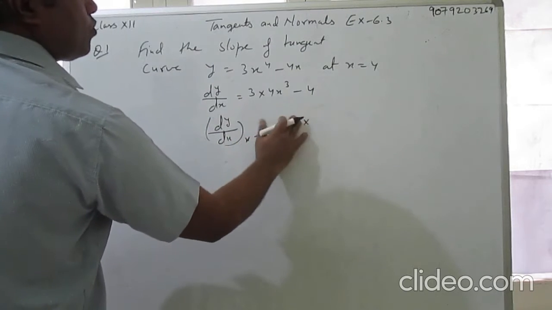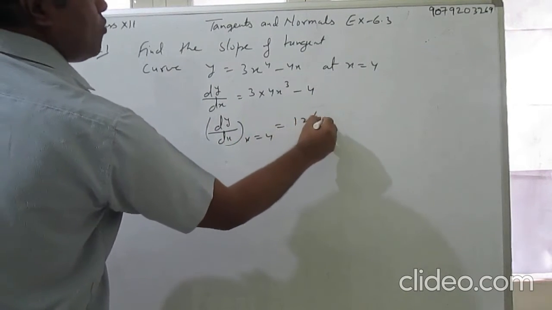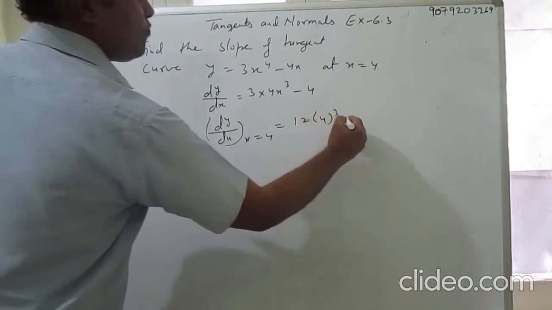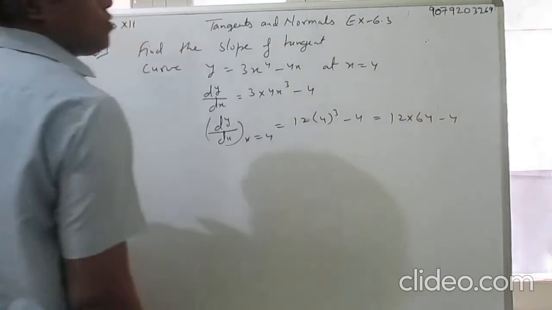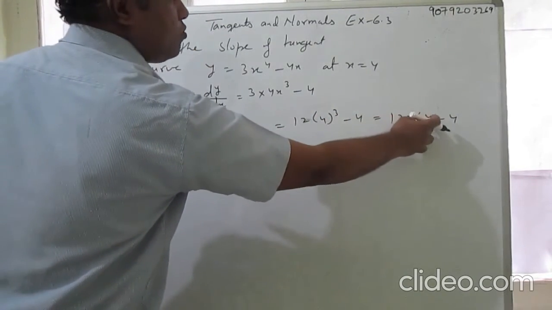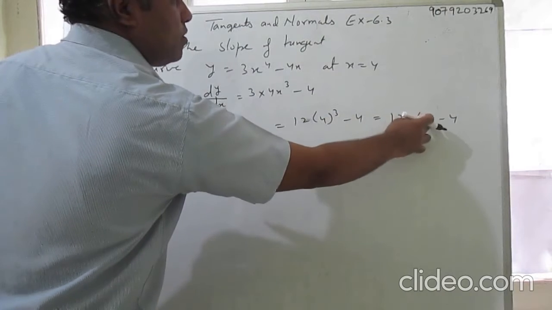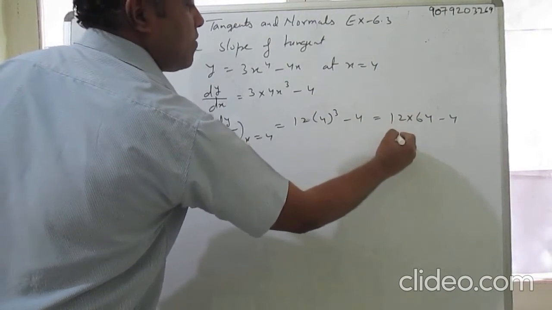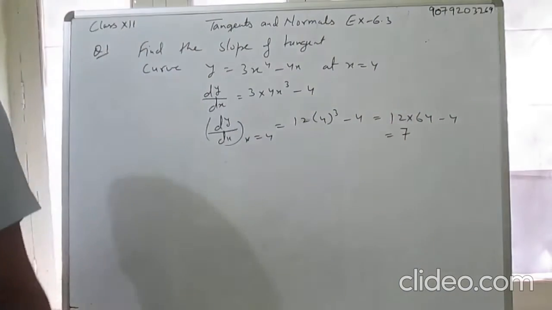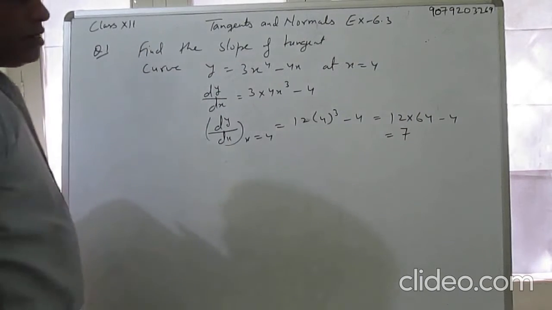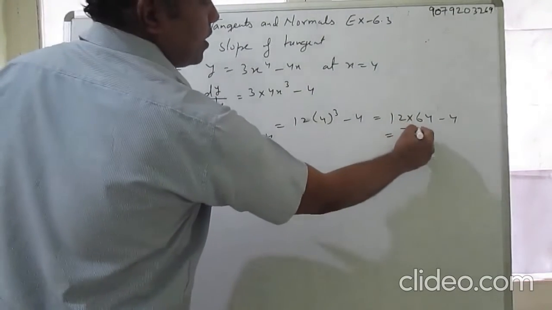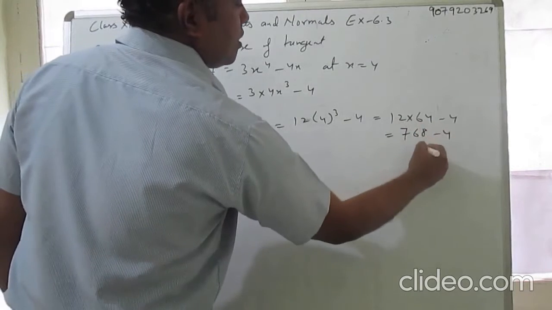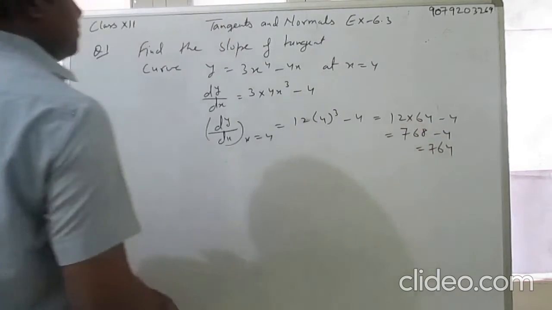3 into 4 is 12, 4 cube minus 4. So it is 12 into 64 minus 4. If you multiply 12 into 64, you will get 768. 768 minus 4, and it is 764.